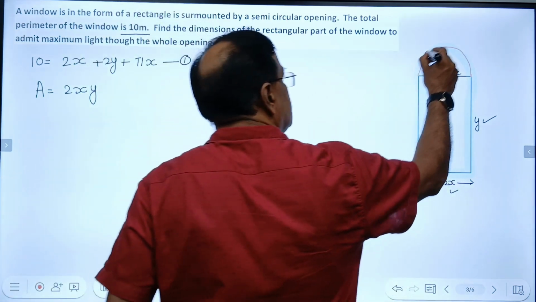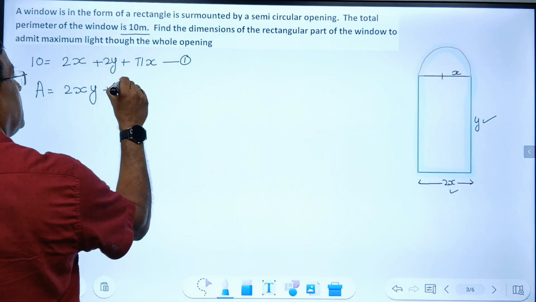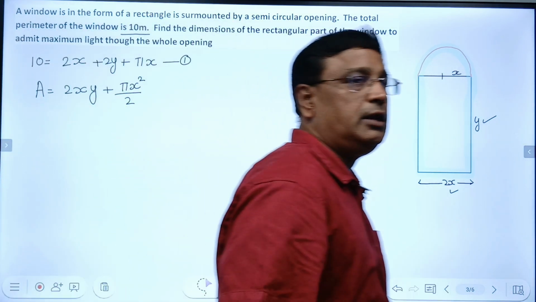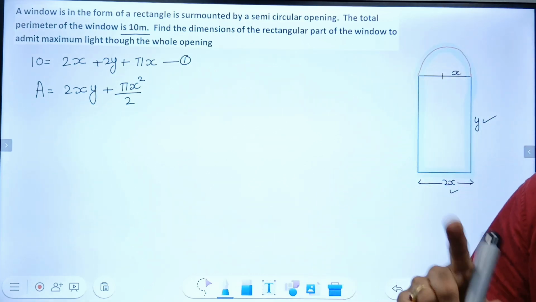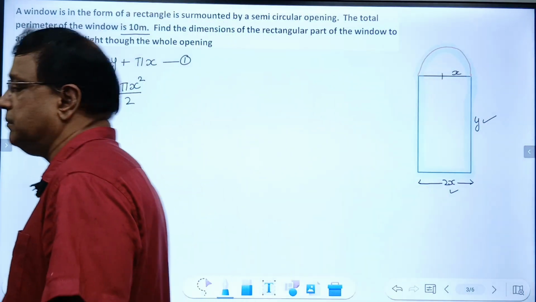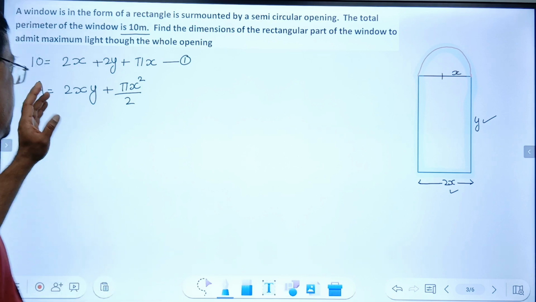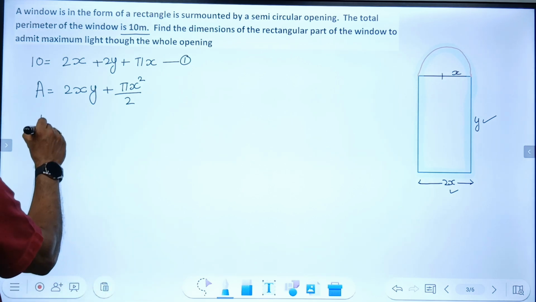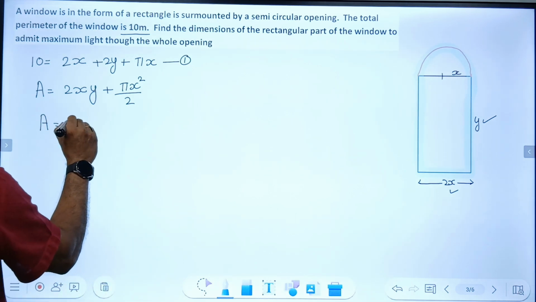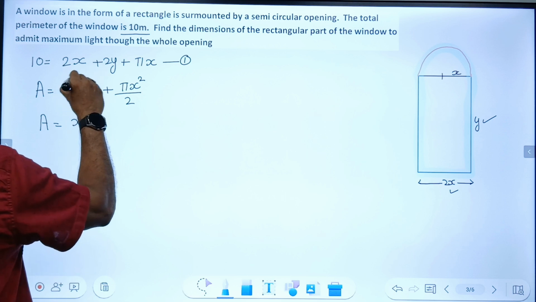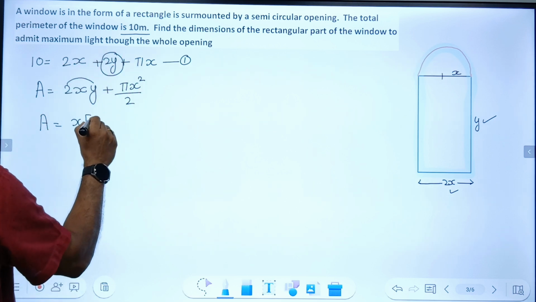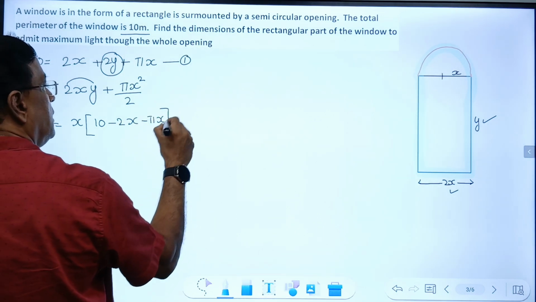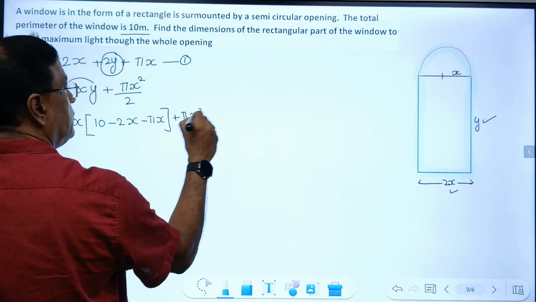Now what is the area of the semicircular part? The area of the circle is pi x square, and half of it will be pi x square by 2. So this part is done. Now it has two variables, x and y. I have to make it into a single variable. From the given relation, 2y will be 10 minus 2x minus pi x, so A equals x into (10 minus 2x minus pi x) plus pi x square by 2. This is from equation 1.